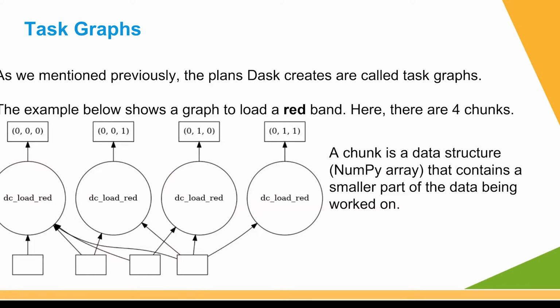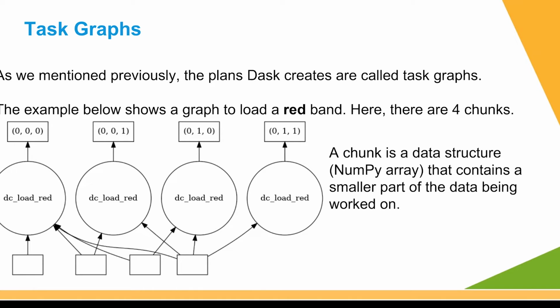As we mentioned previously, the plans Dask creates are called task graphs. The example below shows a task graph to load a red band. Here, there are 4 chunks, and we can know that because at the bottom, we have 4 boxes, and those are the origins of the data, right? It's what we're loading from. And the middle piece is the circles, DC load red. These are the actual operations to load that data, to format it into X-array. Or actually, it's NumPy. We'll note on the right. And then the end results at the top with the numbers, zeros and ones, those are the chunks, the end results, where it's storing the data.